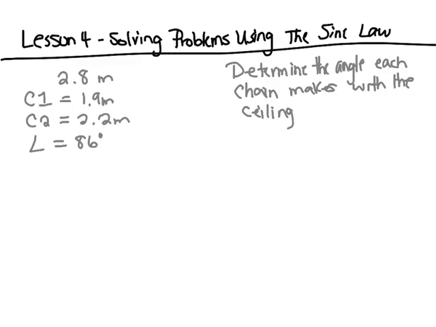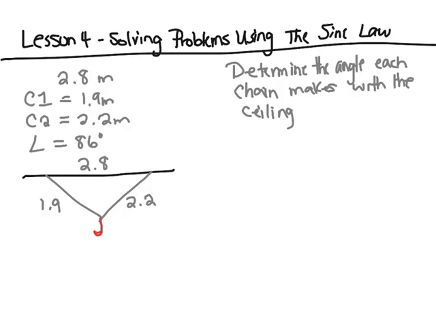So we're going to now draw a diagram. We have two chains attached to a ceiling, and they make a big angle. Here are the chains. We know that one chain is 1.9 and the second chain is 2.2, and between them is 2.8 on the ceiling. In between them is a winch, which I don't really know what that is, but I'm assuming it's some kind of hook. We know the angle made between them is 86 degrees. So we want to find this angle, and we want to find this angle.